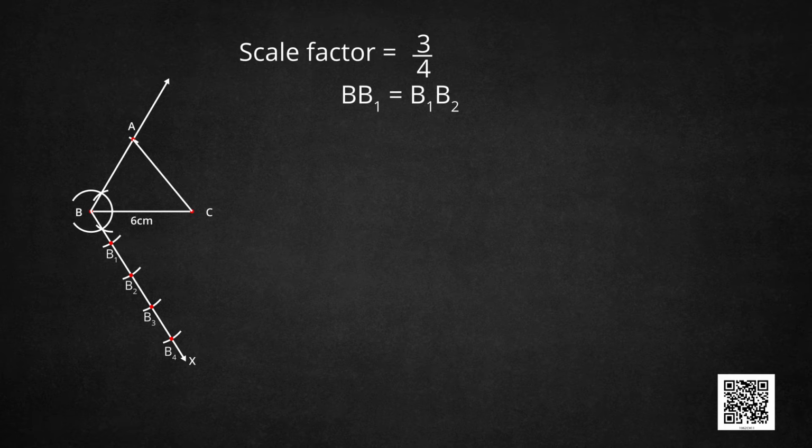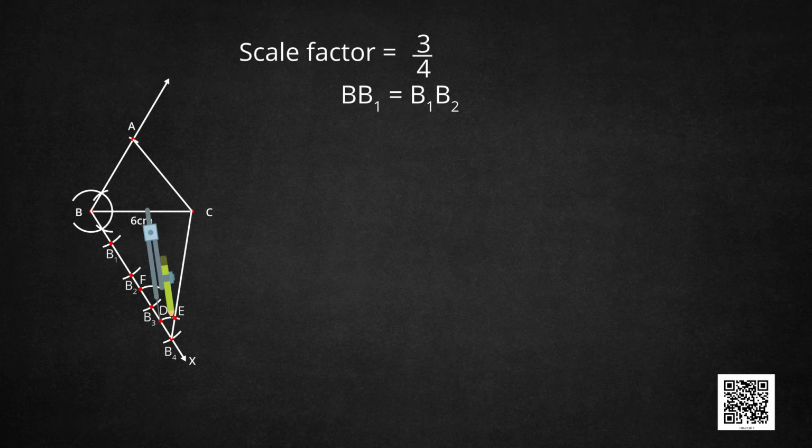Join B4 with C. Now we will draw a line through B3 parallel to B4C. We are taking B3 or third point because in the scale factor of 3 upon 4, 3 is the smaller number. And here we are constructing a triangle which is smaller than the given triangle. For this we will take a convenient radius and draw an arc from B4 cutting BB4 at D and CB4 at point E. Then make a similar arc at point B3 cutting BB4 at F.